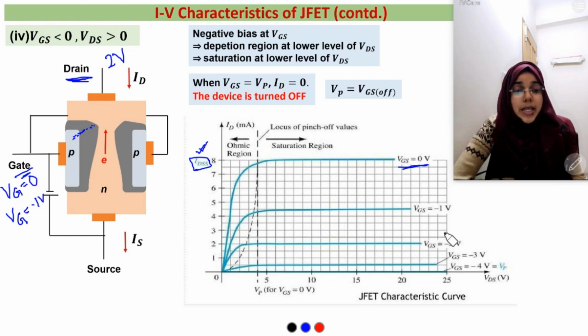And if we keep increasing the negative bias in the gate terminal, we can see that it becomes 0 as soon as VGS reaches Vp. So when VGS is equal to Vp, there will be no current since there is no potential difference between gate and channel. So the device is turned off. So this region is called the cutoff region, and the Vp is called VGS off, which is a characteristic value for any FET device.